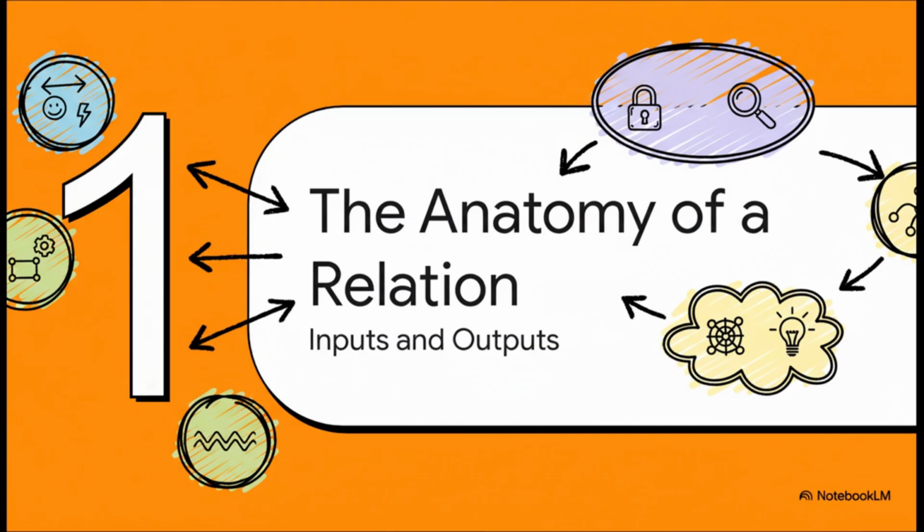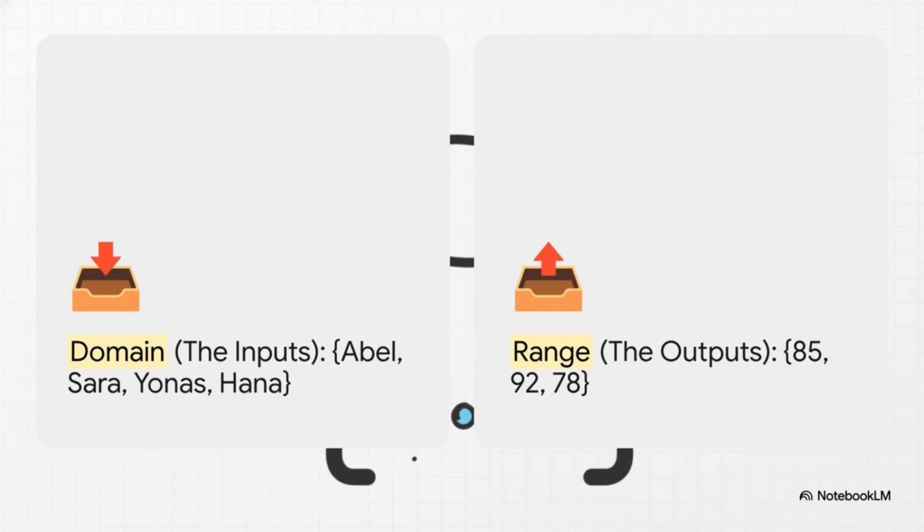All right, so now we know what a relation is. Let's peek under the hood and break it down into its two essential parts. Because every single relation has a set of inputs and a matching set of outputs. And these parts have names. We call them the domain and the range. The domain is just a fancy word for all the first things in our pairs, the inputs. So in our example, it's the list of students, Abel, Sarah, Jonas, and Hannah. And the range? Well, that's the set of all the second things, the outputs, or the test scores. So that's 85, 92, and 78.